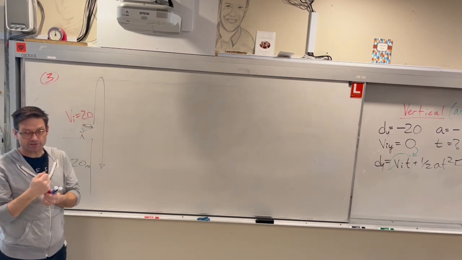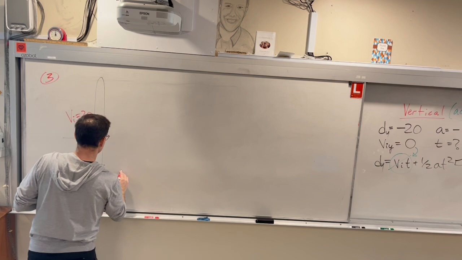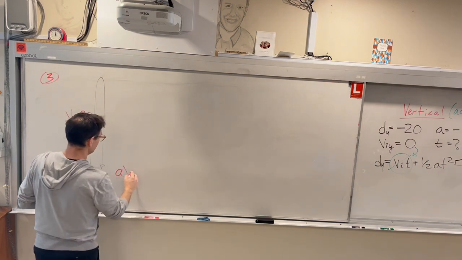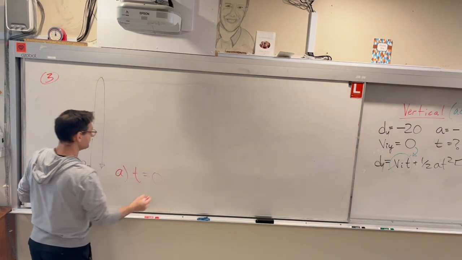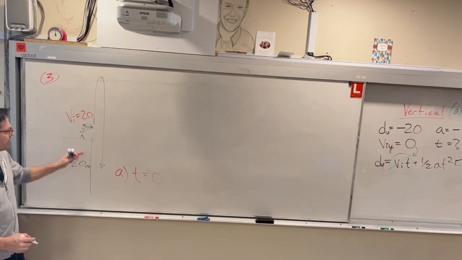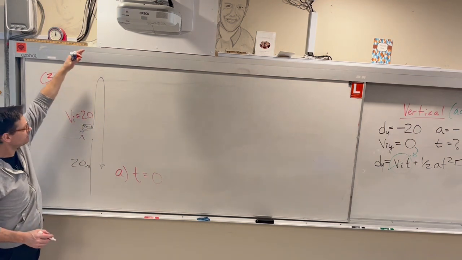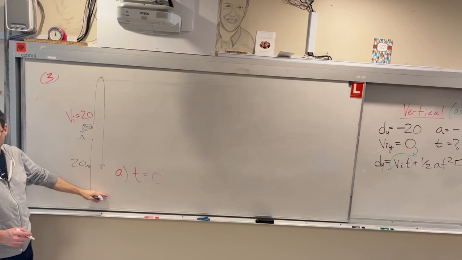There are 3 parts to this question. Part A is how long is it in the air? If he goes straight up at 20, it's going to go up and come down and fall down to the ground.